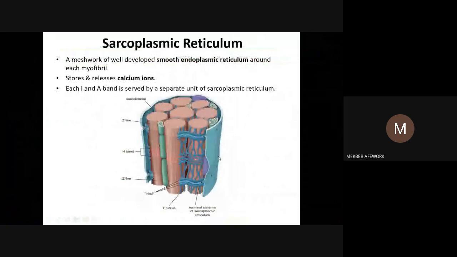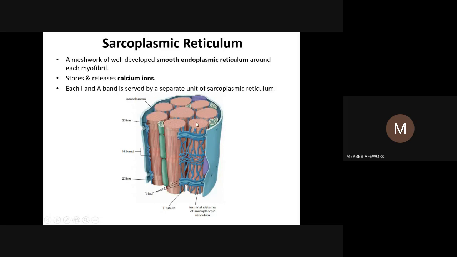Then, in order for all this to happen, we need to have energy. We need to have calcium as well. So for this, we have additional organelles. One of such well-formed organelles is the sarcoplasmic reticulum. These are the smooth endoplasmic reticula.